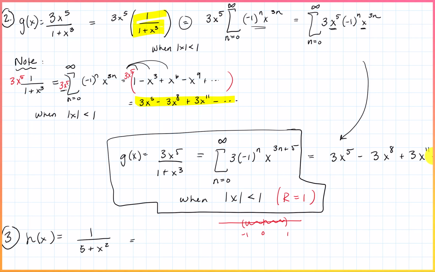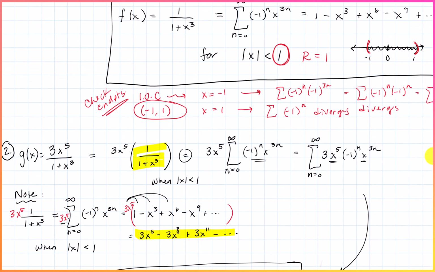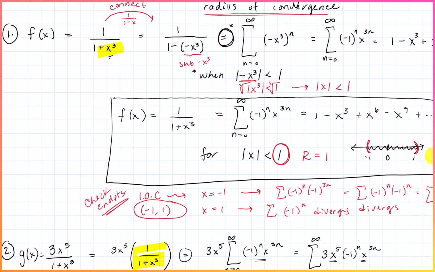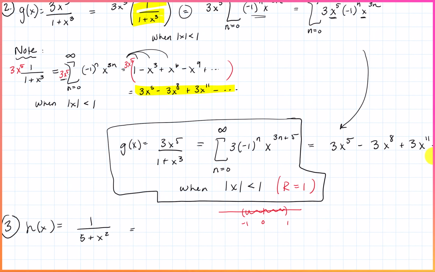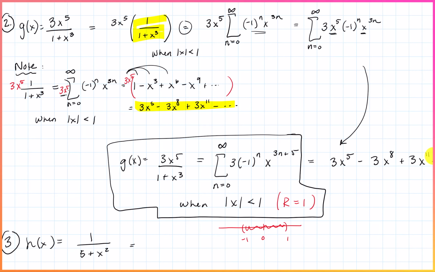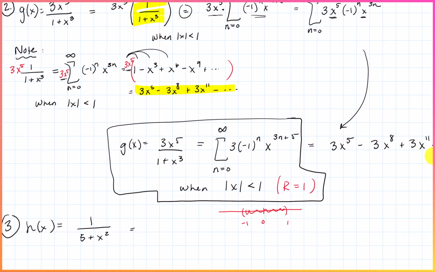So we're able to represent that function by a power series. It was actually really a two-step problem because I subtly had us figure out the 1 over 1 plus x cubed first and then add in the multiplication by 3x to the 5th. And just a reminder there, we are just multiplying an infinite polynomial. That's what we're doing when we multiply that 3x to the 5th within the power series. Let's look at one more.